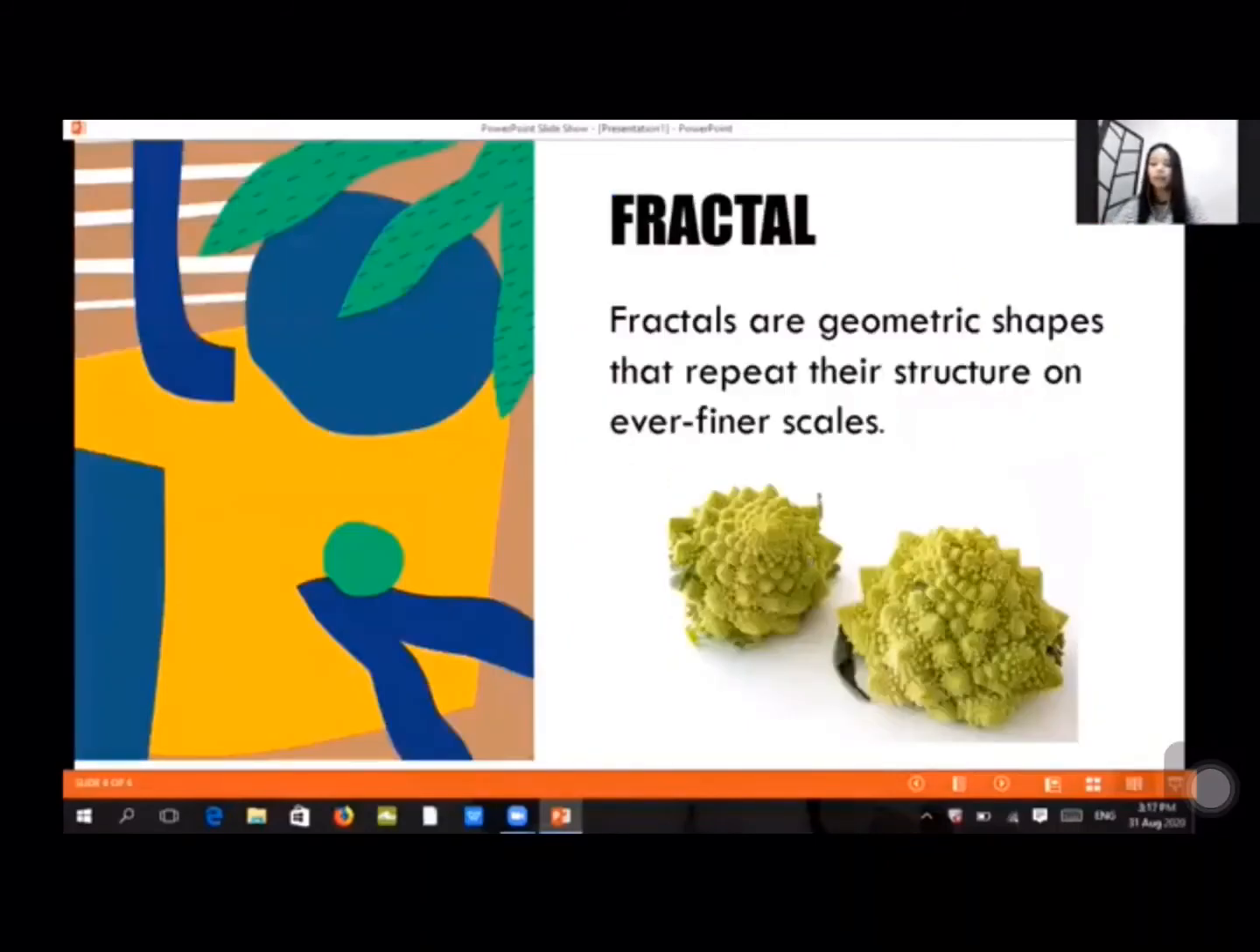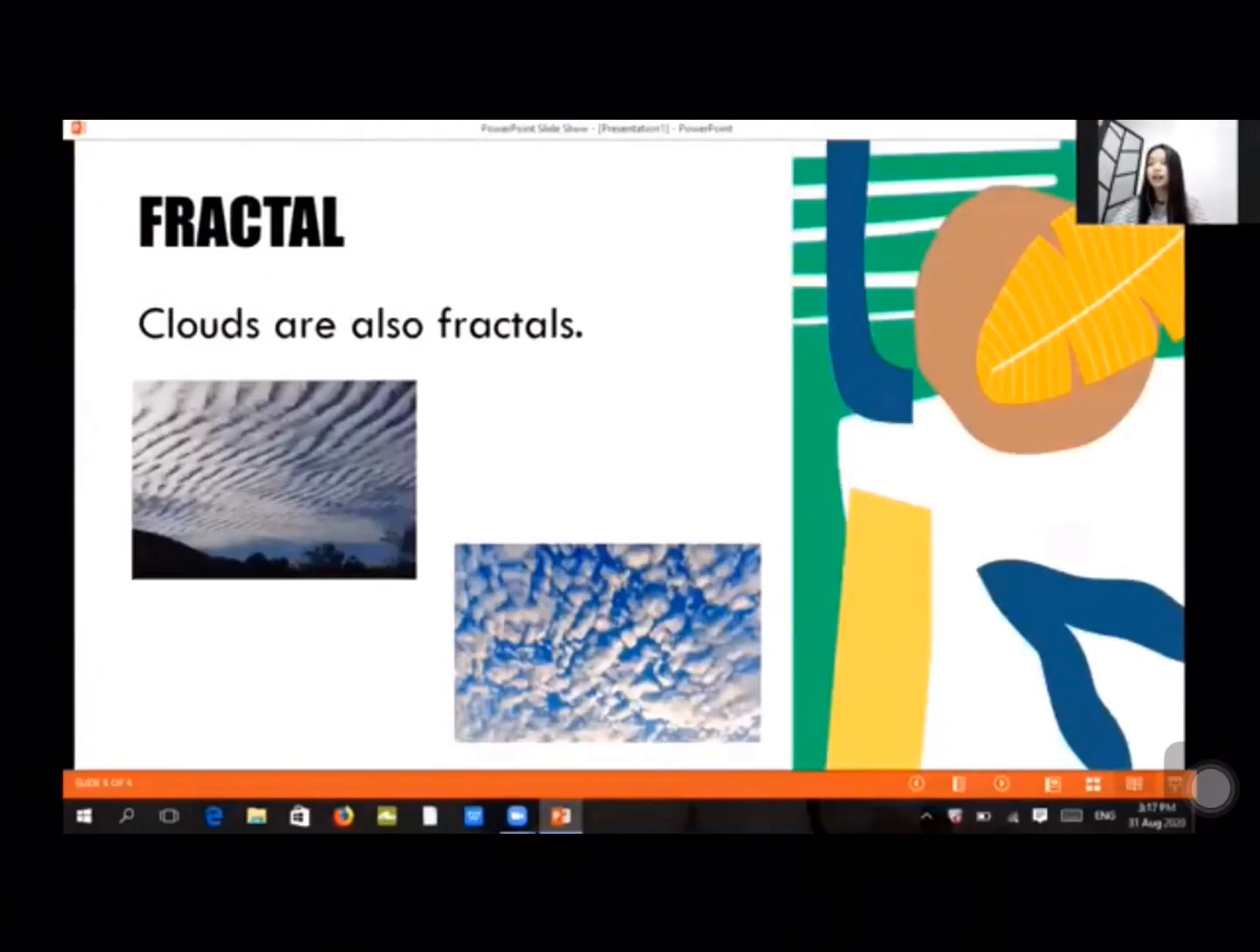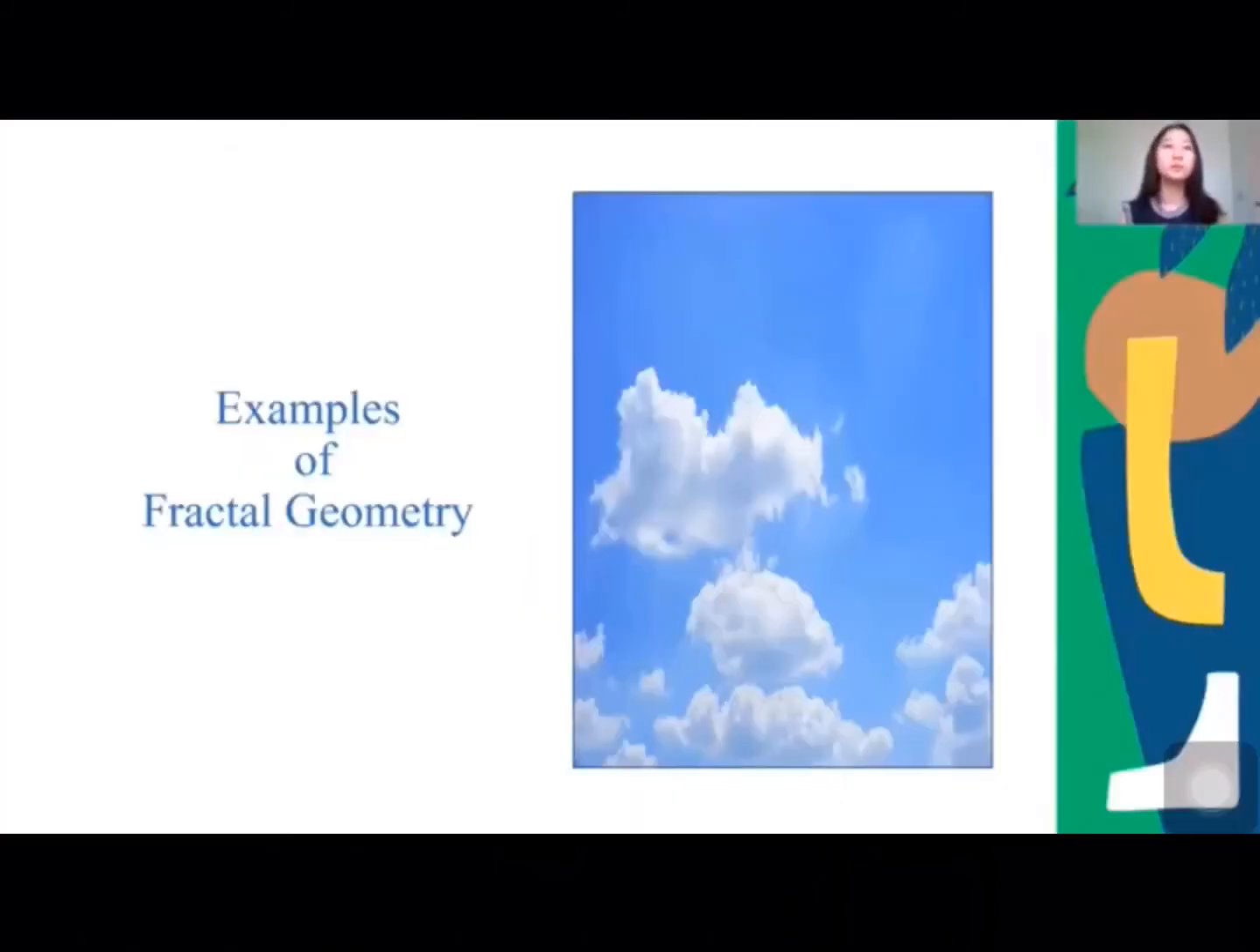Next are fractals. Fractals are geometric shapes that repeat their structures on ever finer scales. For example, cauliflower. As you zoom in on the cauliflower, you can see cauliflower but in smaller scales. Clouds are also fractals. Another definition of fractals is where a decomposed part of a figure is an exact replica, or it is entirely self-similar. So we'll be going deeper into the examples of fractal geometry.